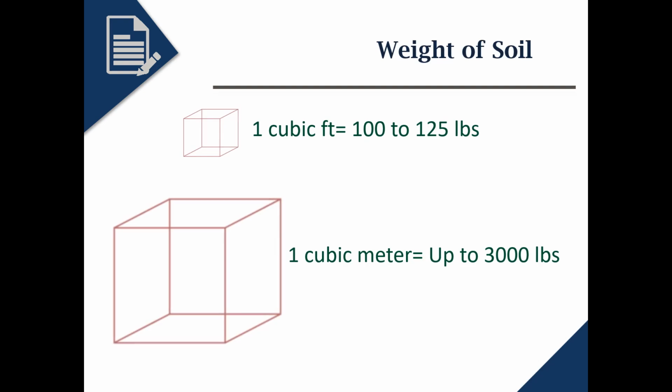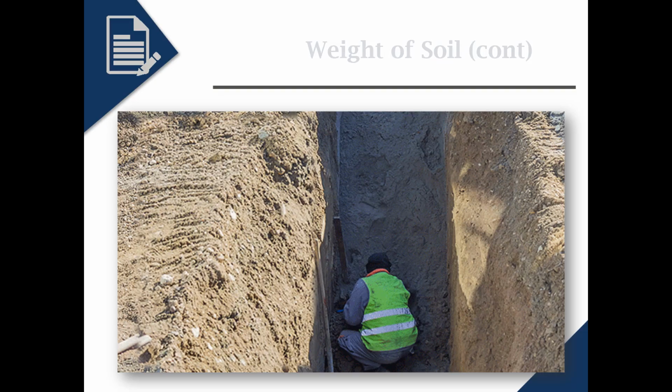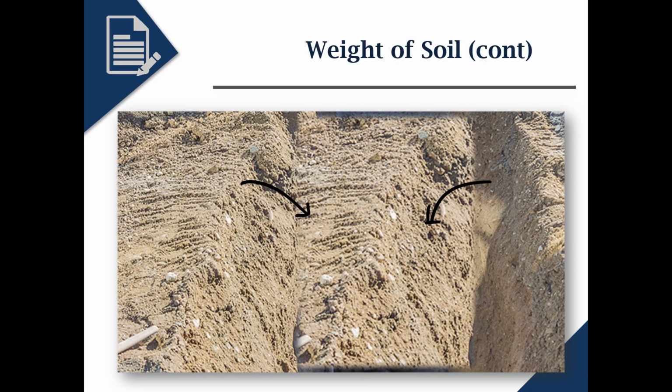The weight of soil varies with type and moisture content. 1 cubic foot of soil can weigh between 100 and 125 pounds. 1 cubic meter, or about 35 cubic feet of soil, can weigh almost 3,000 pounds. Most people don't realize the force that will hit them when a cave-in occurs. If these vertical walls were to give out, for example, this worker could be buried by over 20,000 pounds of material. So let's take a look at some basic principles of soil mechanics on the next slides so you can better understand how this happens.